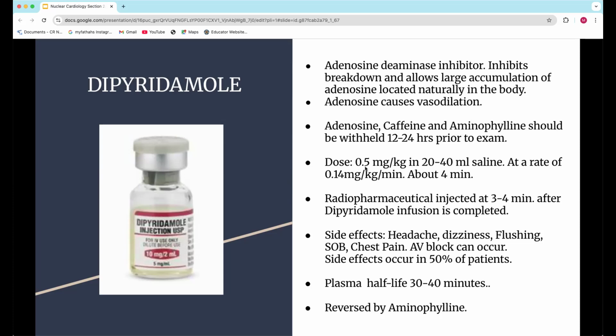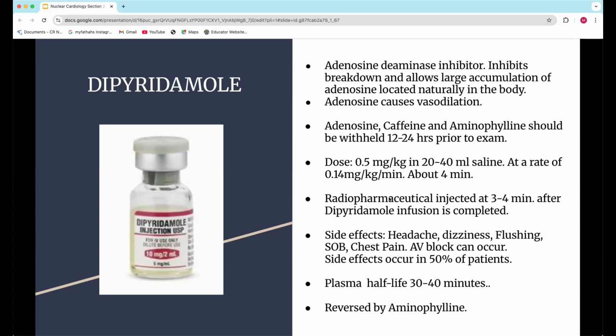The way this one works is you do 0.5 milligrams per kilogram in 20 to 40 ml of saline. They do a rate of 0.14 milligrams per kilogram per minute, and you go for about 4 minutes. Now, the radiopharmaceutical is injected at the end of that 4 minutes, or I have listed, the book says 3 to 4 minutes. As you can imagine, the reason for this is that as soon as you start giving them the medication, they're not dilated right then, right? So we don't want to give the radiopharmaceutical before the dilation happens. We want to give it after dilation happens.